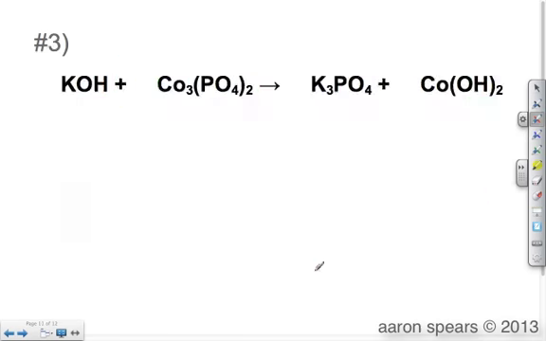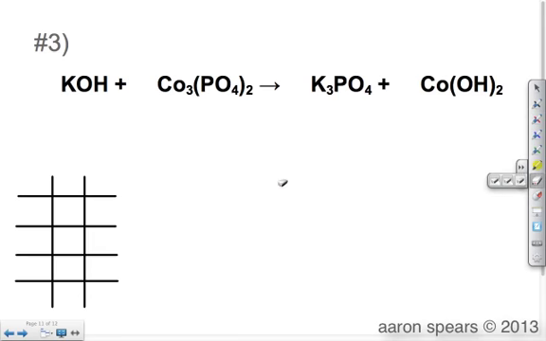In my final example tonight, I'm going to balance a chemical equation for the reaction of potassium hydroxide with cobalt-2 phosphate to yield potassium phosphate and cobalt-2 hydroxide. Before I start putting down a list of different atoms, I want to bring the students' attention to something very unique about this type of reaction. First thing you will notice is that there are polyatomic ions in this chemical reaction, hydroxide and phosphate.